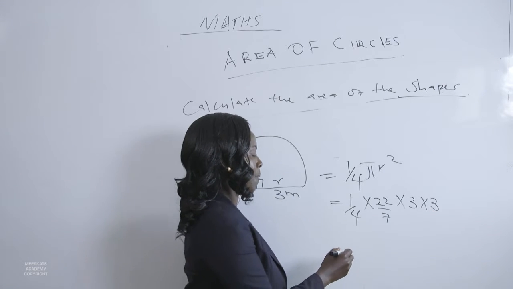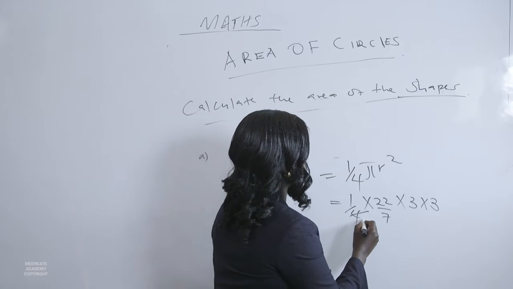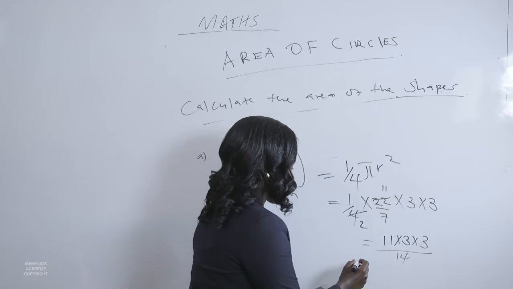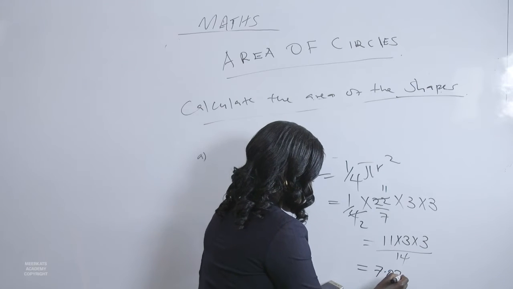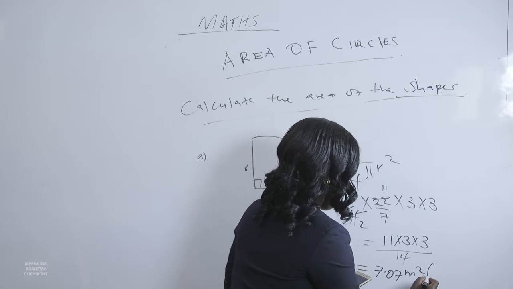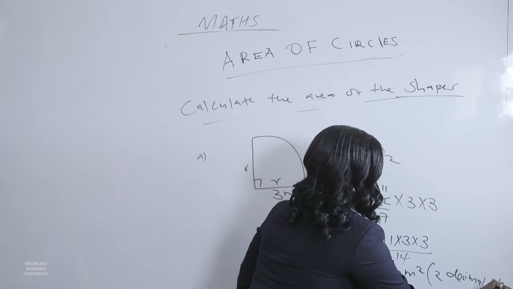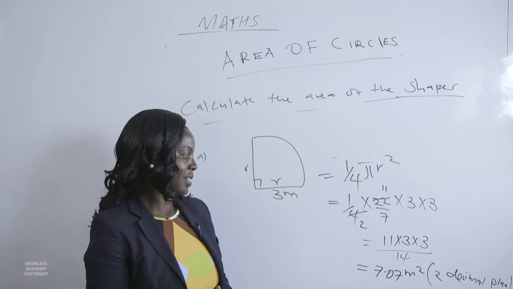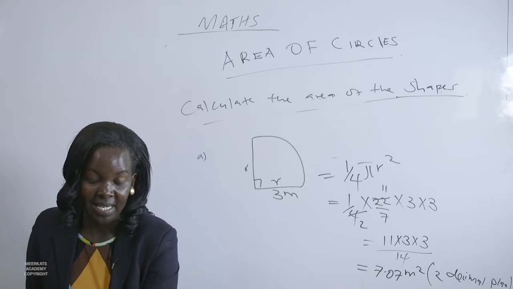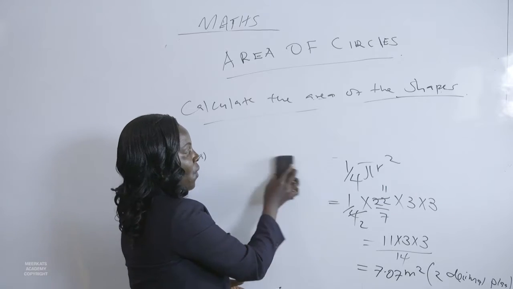That will give us, if we use our calculator, this will give us 7. That is to 2 decimal places. That will give us 7.07 meters square. So that's how we calculate the area of a quadrant. What about the area of a semicircle?